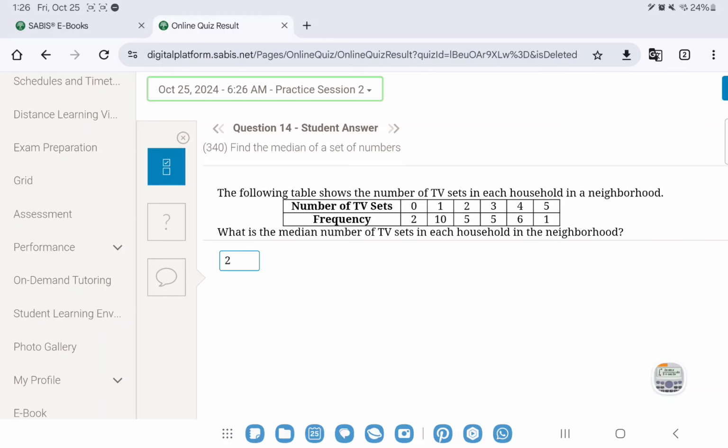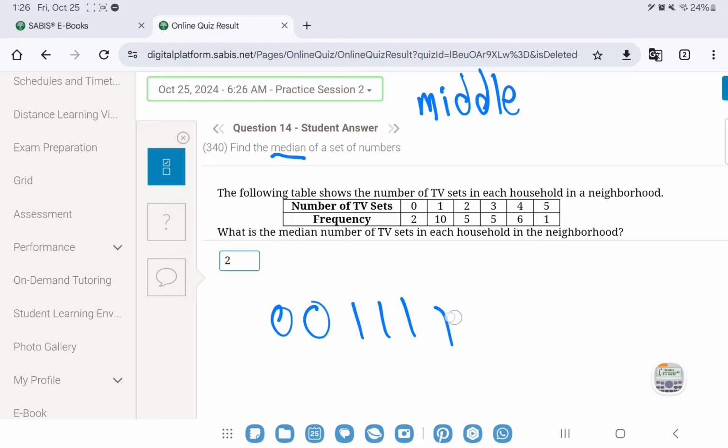Okay, for median. Median means middle. So you need to find the middle value. Now, I don't know if you remember what we used to do in small grades, which is if you have the number of TV sets 0, you have it 2 times, so you write 2 zeros and then 10 ones. We're not going to do this. We're older and there's going to be a lot of numbers. We don't have time to do this. It will work if you want to do it, but we don't want to do it.